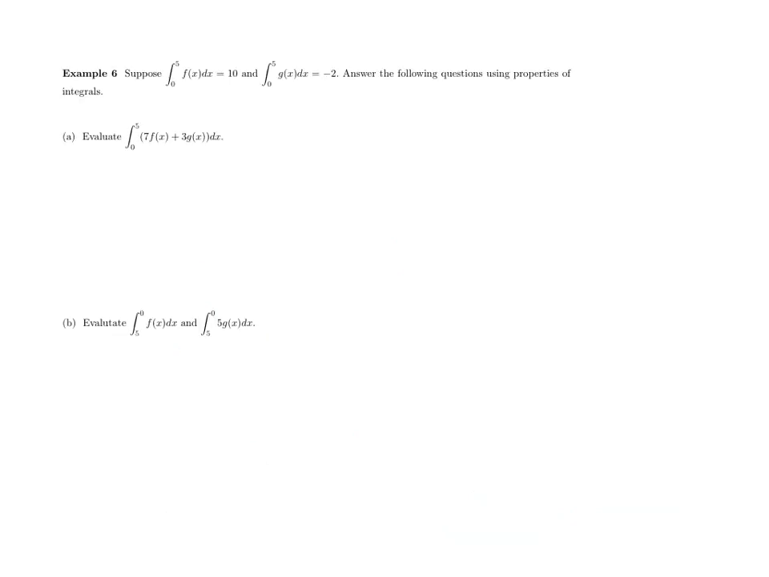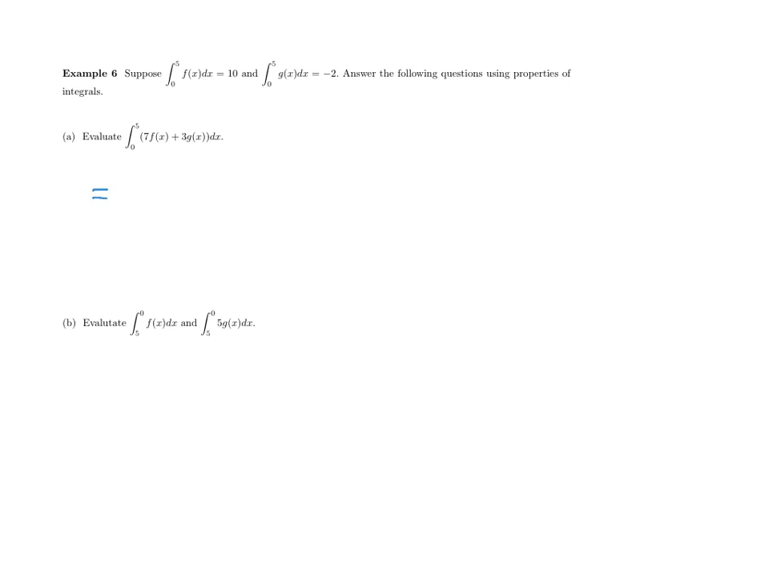Let's use these properties in example 6. Suppose we're given that this definite integral is 10, and this one is equal to negative 2. Notice that the bounds of integration are the same. They both go from 0 to 5. Can we use this to compute this definite integral? Well, here we have a sum of two integrals which we can break apart, and then here I have two constants which I can factor out.